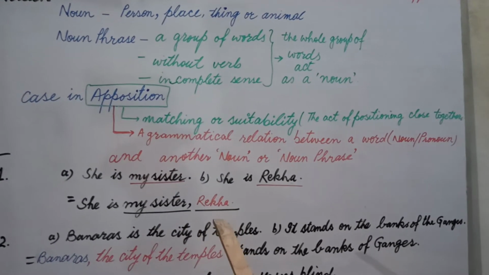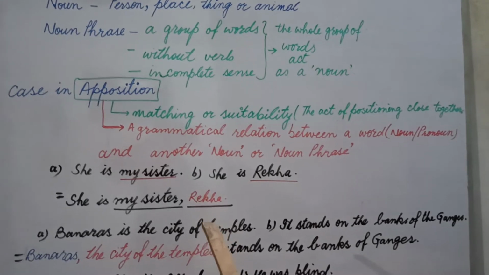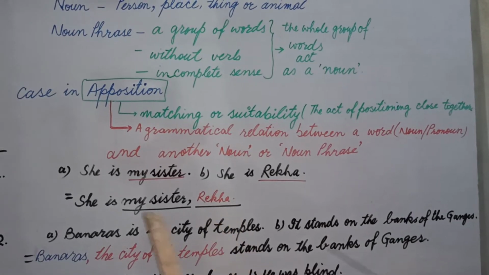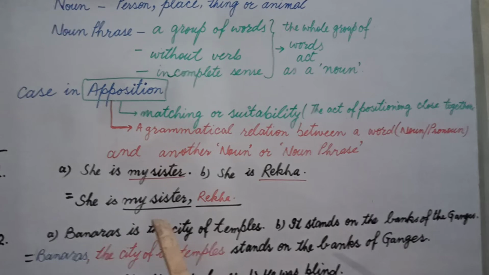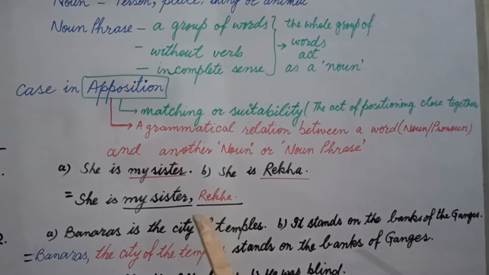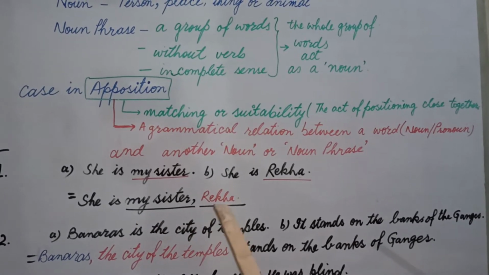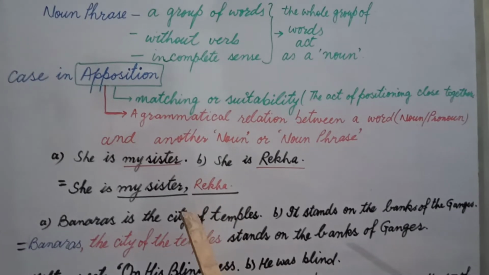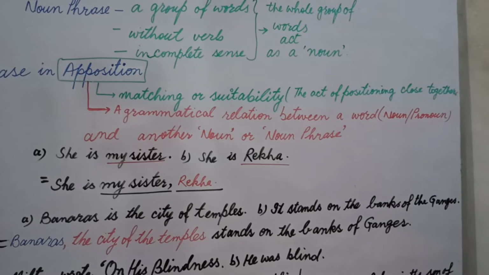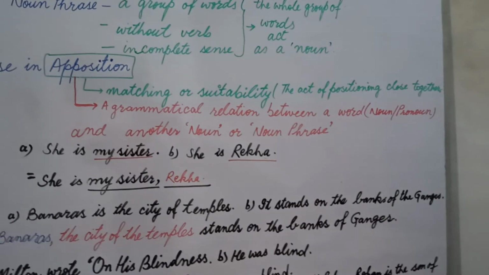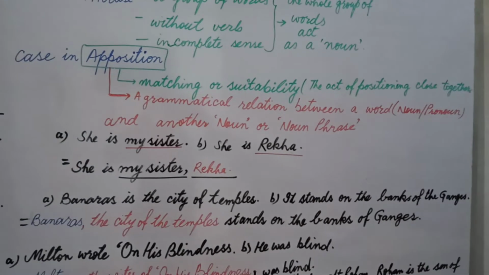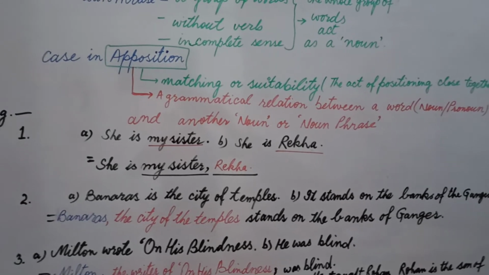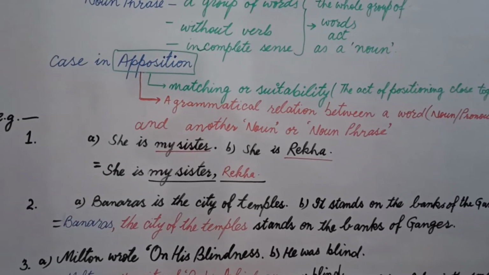Red color is used for the case in apposition, maybe a noun or noun phrase. My sentence is: she is my sister and my sister's name is Rekha, and I didn't use is, and I use Rekha after my sister. That is the form of apposition. I mean, we use nouns in apposition in this way. This is the combination of example number 1.